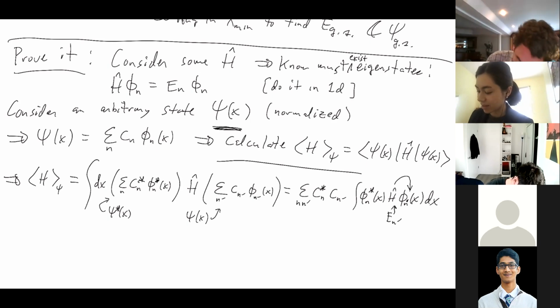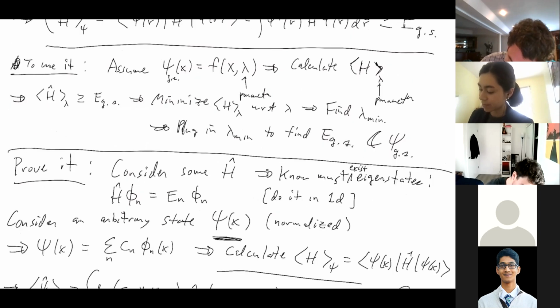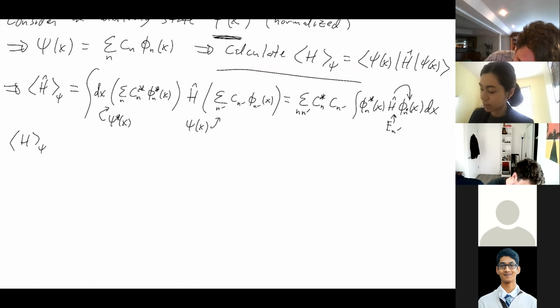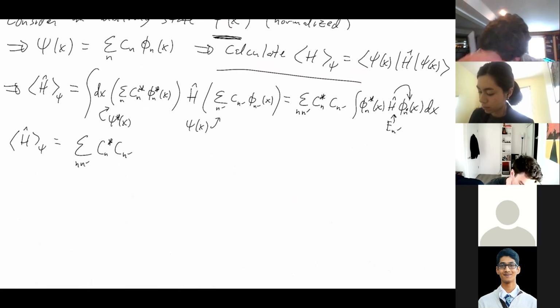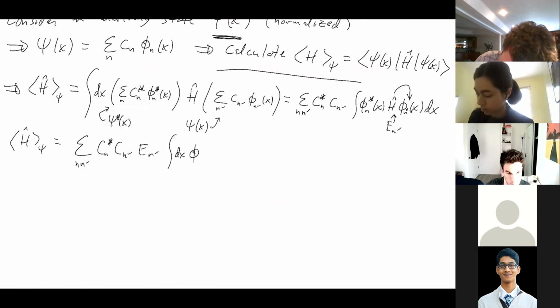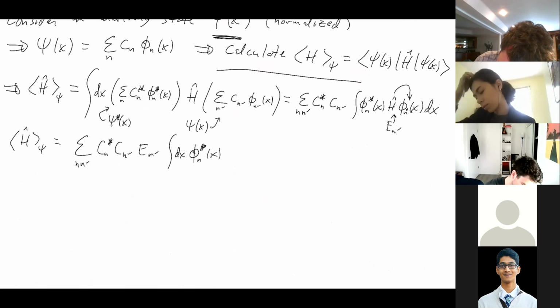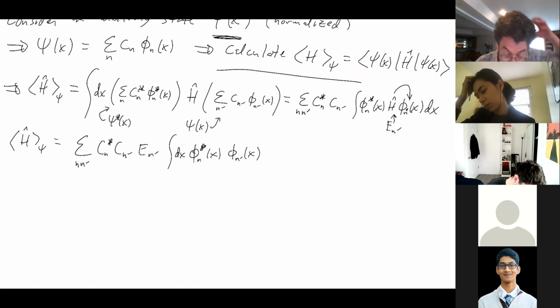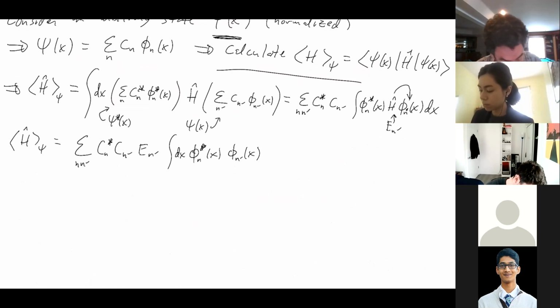That's exactly right. And so we see then that the expectation value of the Hamiltonian is equal to the sum over n and n prime of C_n star C_n prime, and I can bring that energy E_n prime out, and now I have the integral over x of phi_n star of x phi_n prime of x. And then what does this thing equal?